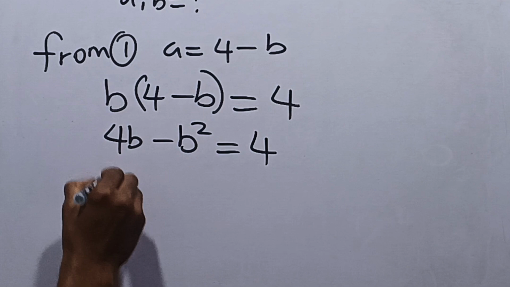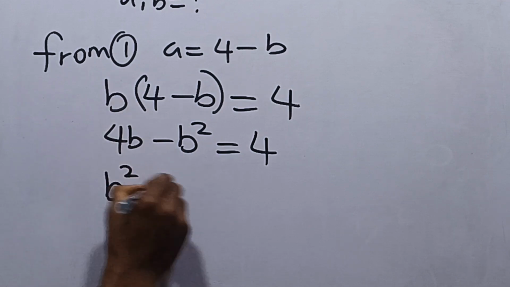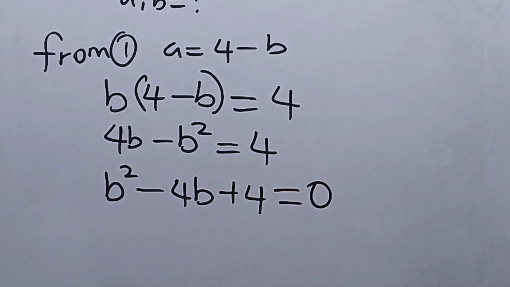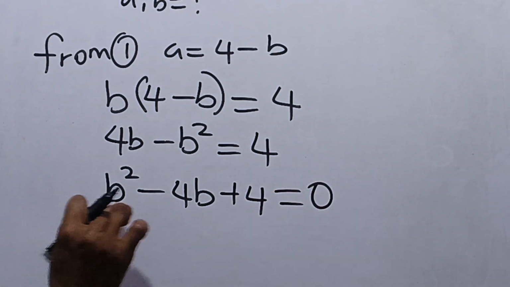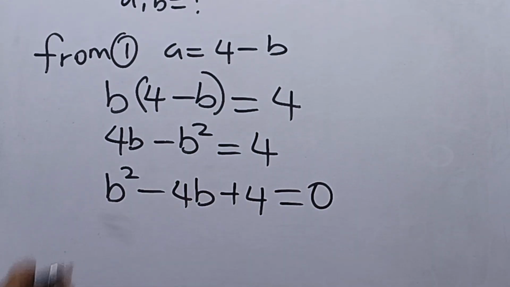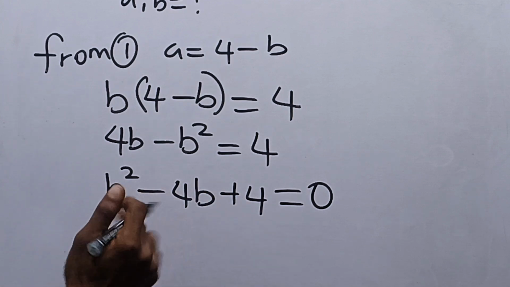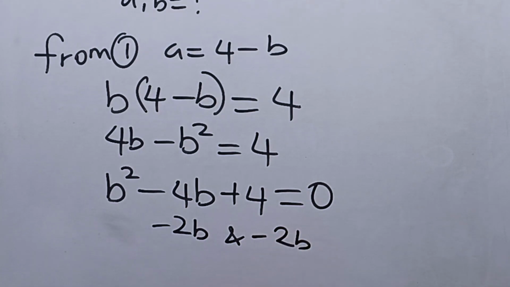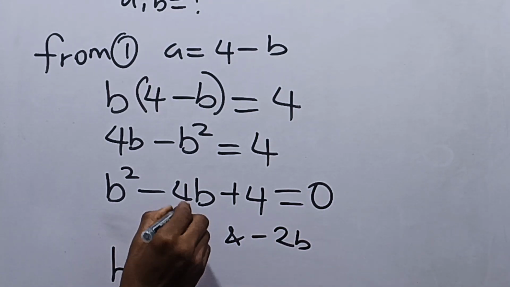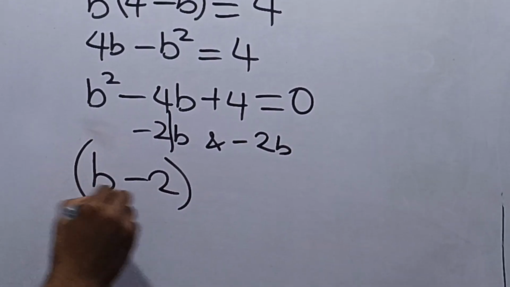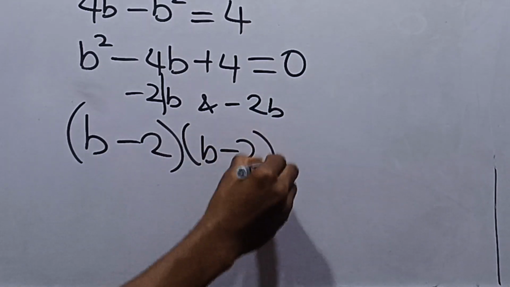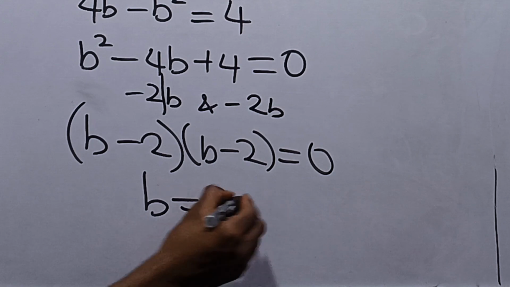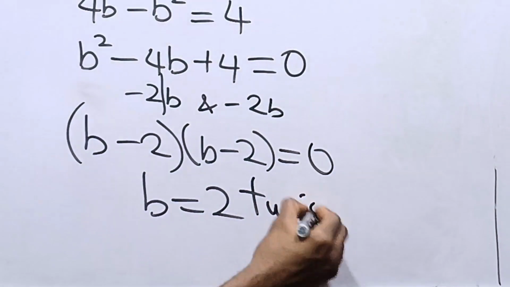We can rewrite this as b squared minus 4b plus 4 equal to 0. Factorizing this, we have b squared times 4 is 4b squared. 2 factors of 4b squared that will add up to give us negative 4b are negative 2b and negative 2b. So we'll now take b minus 2 multiplied by b minus 2 is equal to 0, hence b is equal to 2, or 2 twice.